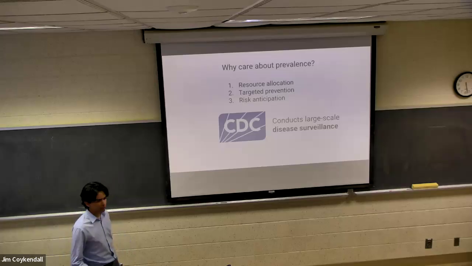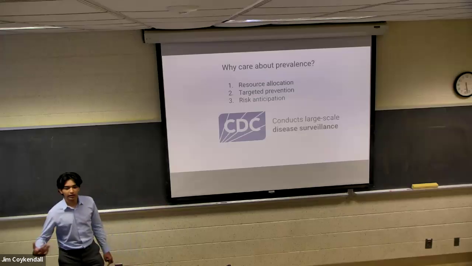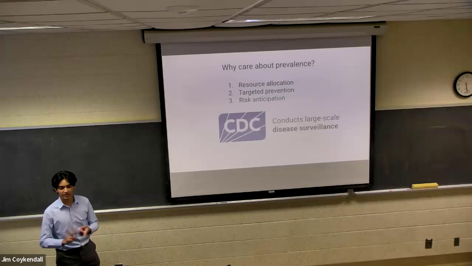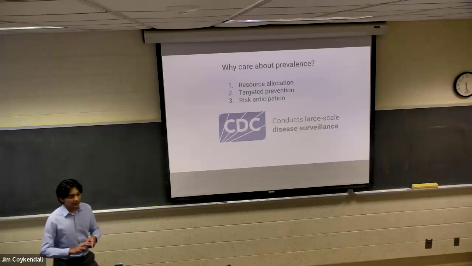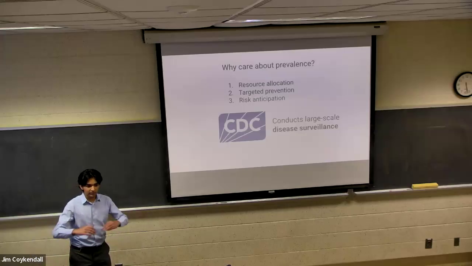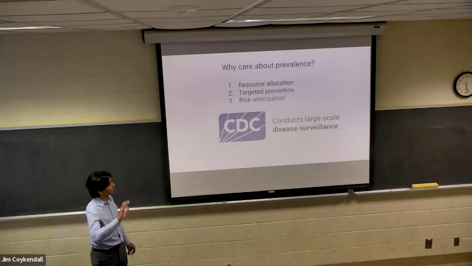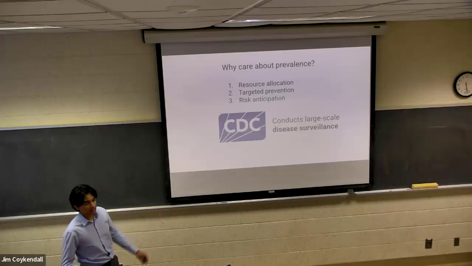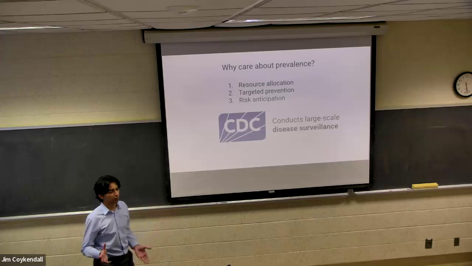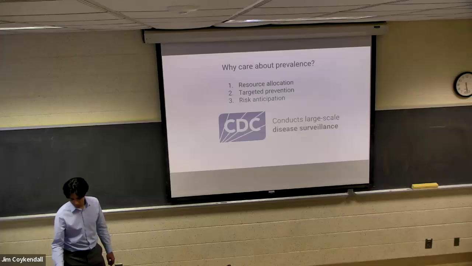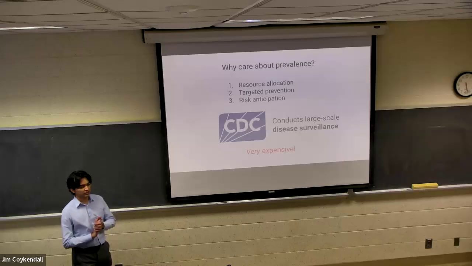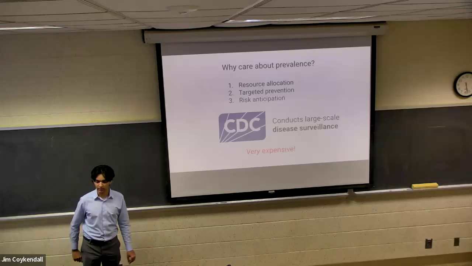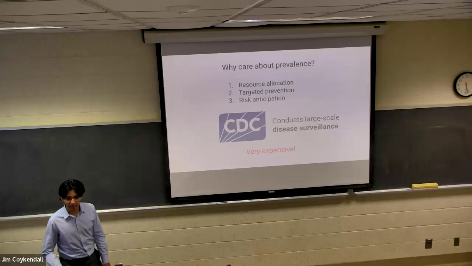So they have three goals when they estimate prevalence. They want to figure out where they can best allocate resources. By that I mean hospitals, testing resources, health-related things. They want to figure out what they can do to prevent spreads and outbreaks way before, or during, their happening, and risk anticipation. And for this, you want as many people in your study as possible, and this gets extremely expensive. So that's where group testing comes to the rescue, with prevalence estimation.